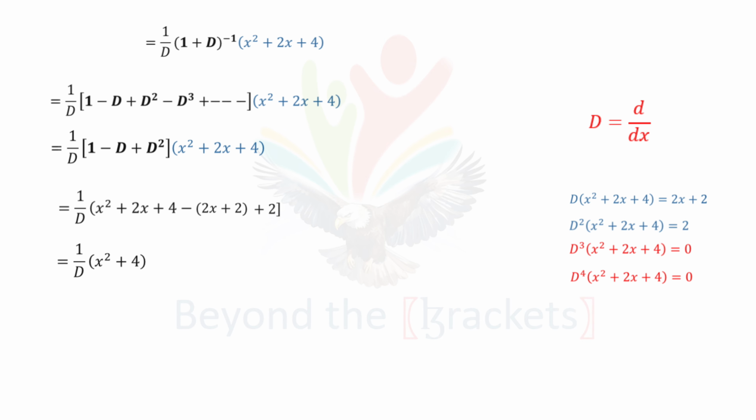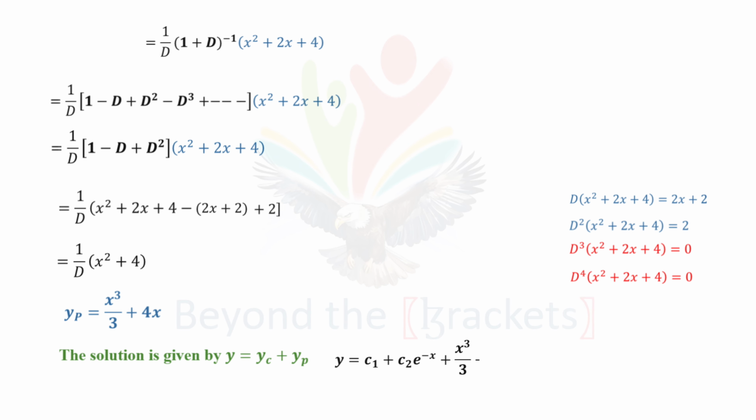We know that d is equal to d by dx. So 1 by d represents integration. Therefore, the integration of x square will be x cubed by 3 and integration of 4 will be 4x. The solution is given by y is equal to yc plus yp. Substitute the values and that is the solution of the question.